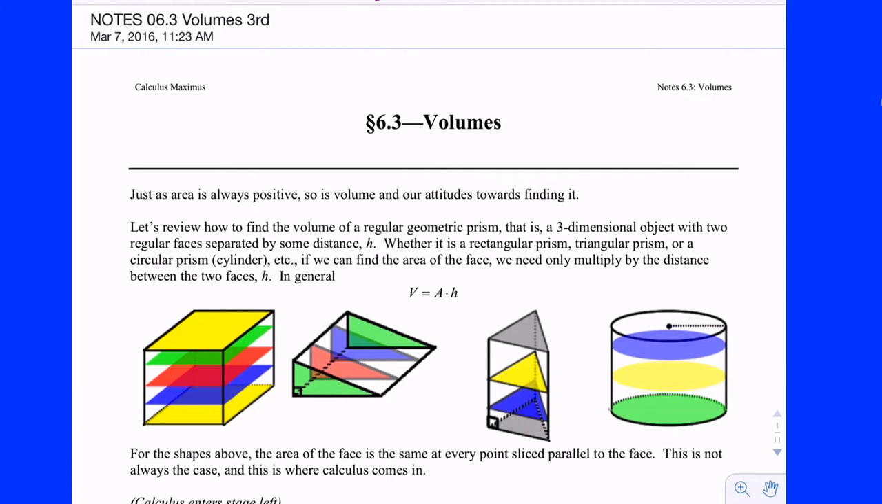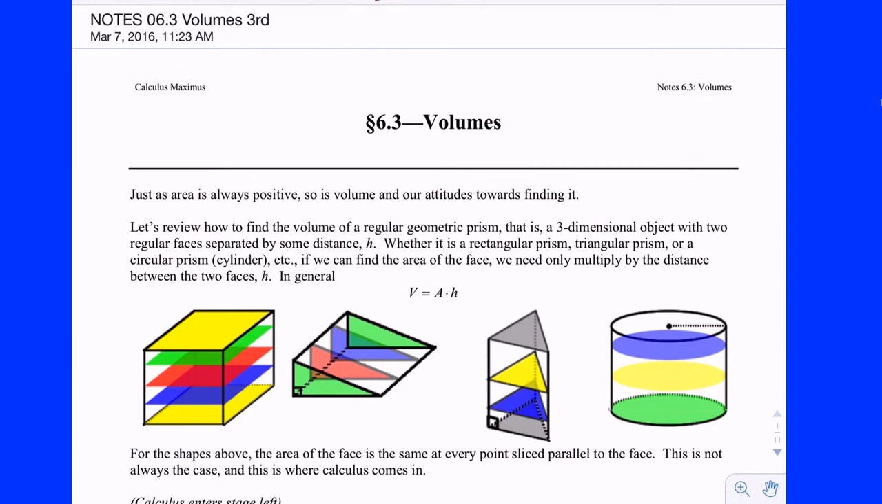Just as area is always positive, so is volume and our attitudes towards finding it. Okay. Let's review how to find the volume of geometric prisms. My daughter's in 7th grade. She's doing this right now, Schroeder. Finding volumes of geometric prisms. How do you find the volume of a geometric prism?